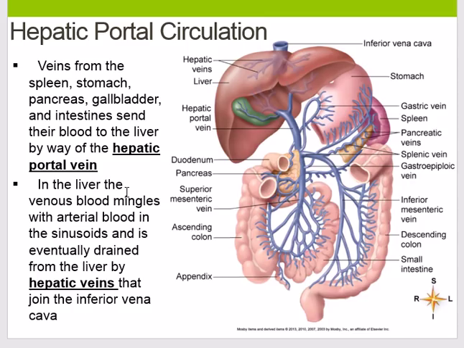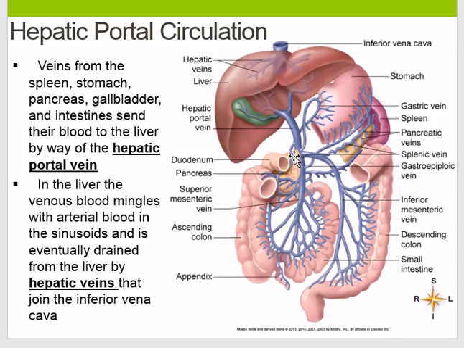Key here is all three of these words, hepatic portal vein, which is not the same thing as a hepatic vein. So once we enter the liver, the blood is going to mingle with arterial blood found within the capillaries at this region. And eventually the blood is going to be drained from the liver by the hepatic veins, which we can see here, and enter into the inferior vena cava.